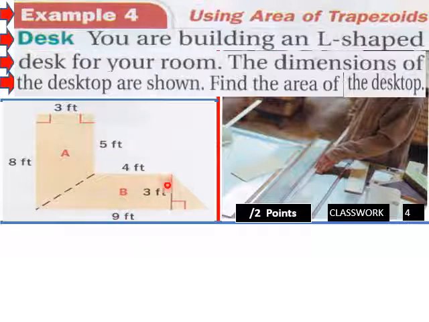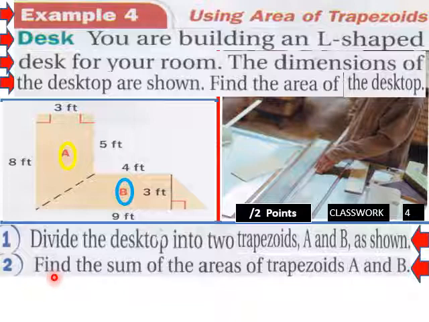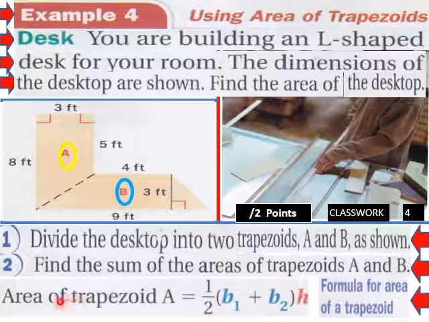The heights here, this is 3-foot height. Do we know the height? Oh, yeah, we do. We have the height here. This is 3 feet as well, even though in this shot here is kind of distorted. So we need to find the area. So we have divided desktop into 2 trapezoids, A and B, as shown, to find the sum of the areas of trapezoids A and B. Okay, so the area of trapezoid A is 1/2 b1 plus b2 times h. So here's our formula. The area of a trapezoid.